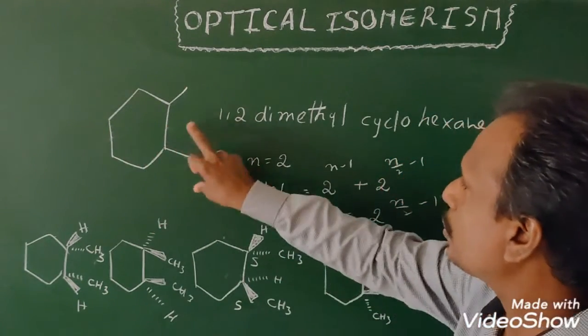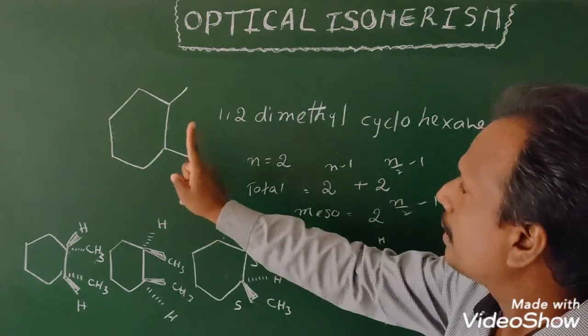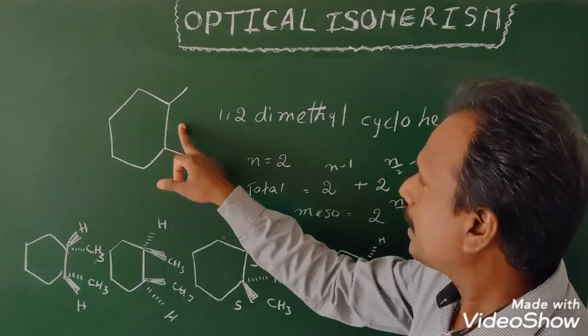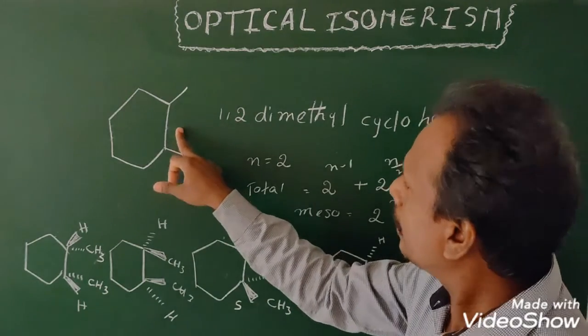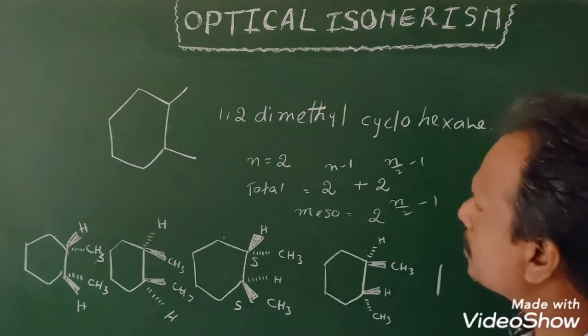So definitely it exists in number of isomers using these formulas. 3 types of formulas are there.